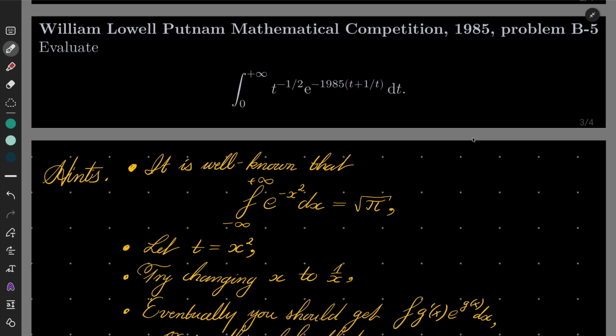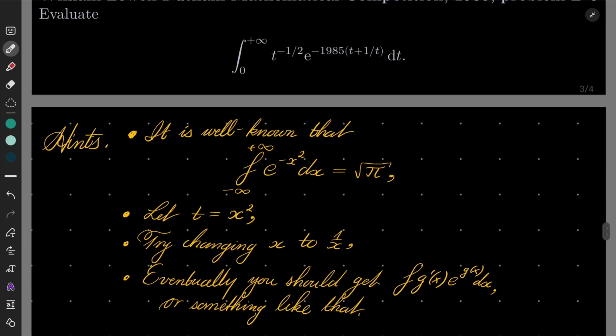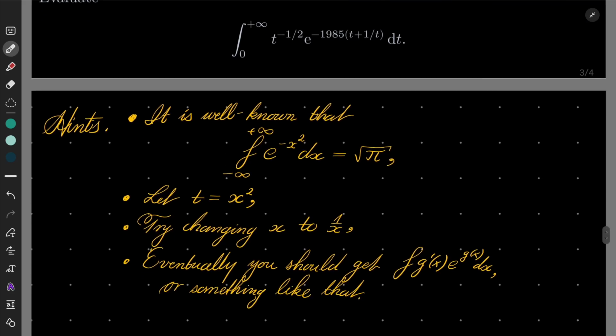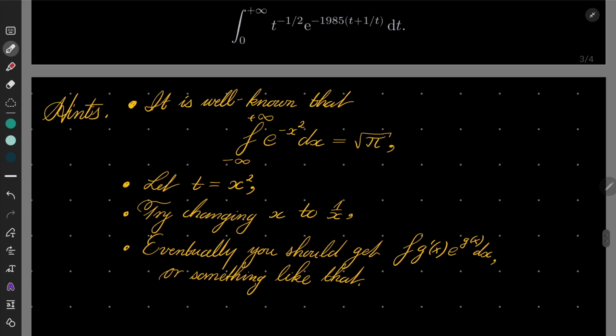Hints. This problem is difficult, but here are my hints. First of all, there is a well-known result, I believe it's called the Gauss integral, which says that the integral from minus infinity to plus infinity of e to the power minus x squared dx equals the square root of pi. So the basic idea is to somehow connect our integral given in our problem to this integral.